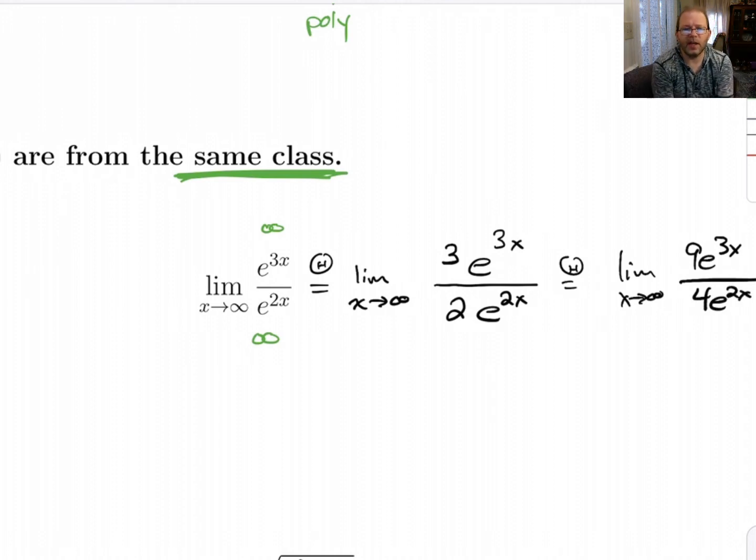And I think you can look at that and tell that e to the 3x is going to grow faster, and every time we go to the next one, the top gets multiplied by a bigger number than the bottom. So this is going to go to infinity.